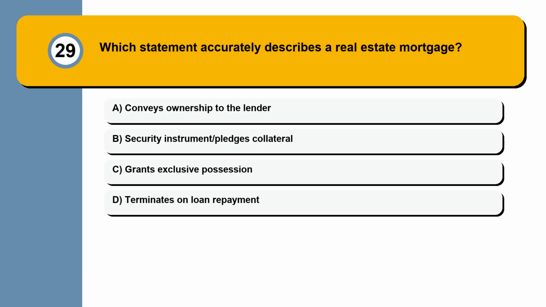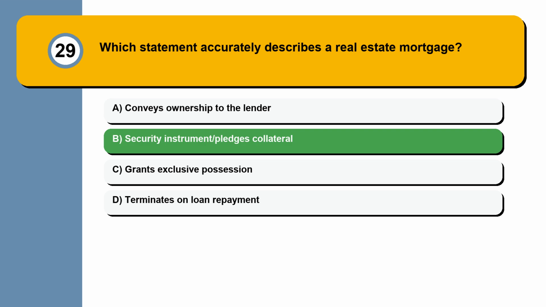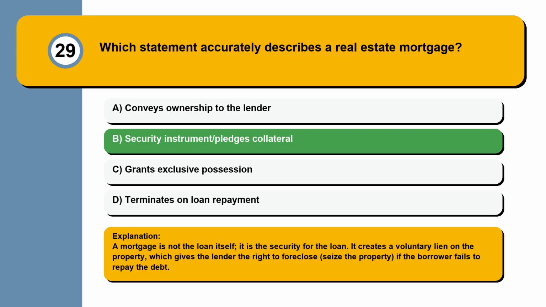Question 29. Which statement accurately describes a real estate mortgage? Conveys ownership to the lender. Security instrument, pledges collateral. Grants exclusive possession. Terminates on loan repayment. A mortgage is not the loan itself, it is the security for the loan. It creates a voluntary lien on the property, which gives the lender the right to foreclose, seize the property, if the borrower fails to repay the debt.